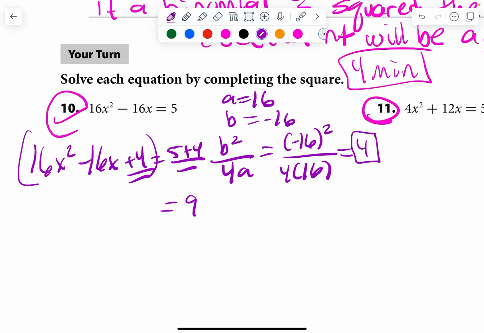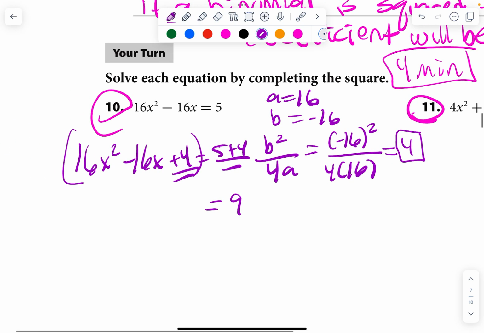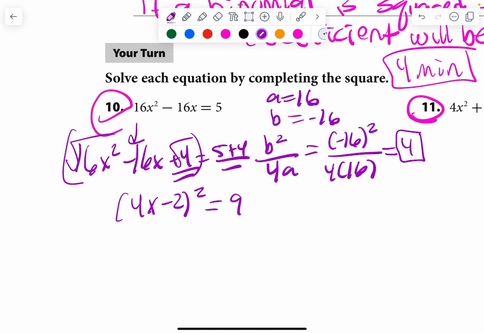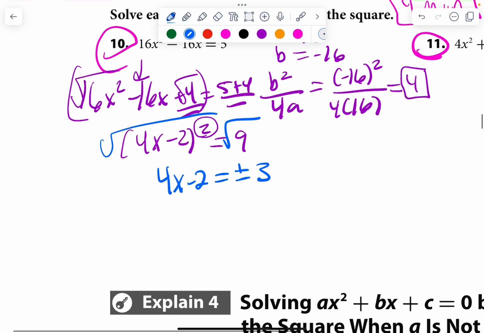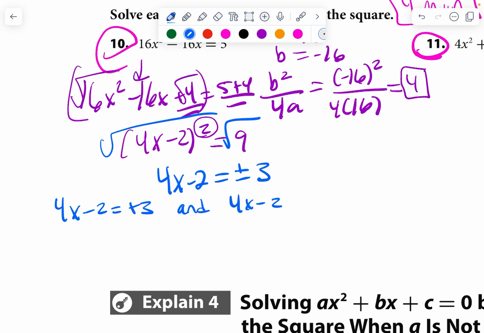And then I can go ahead and use my perfect square trinomial, and I can take the square root of the front, square root of the back. I know the middle term is negative, and I could say this is 4x minus 2 squared. So to get rid of the square, I have to take the square root of the left, square root of the right, and I'm left with 4x minus 2 equals plus or minus 3. Okay, so then I need to split this into two pieces. 4x minus 2 equals positive 3, and 4x minus 2 equals negative 3.